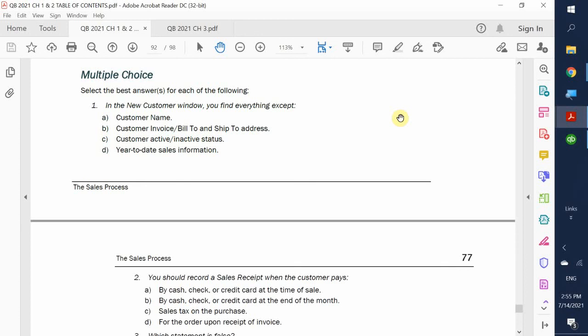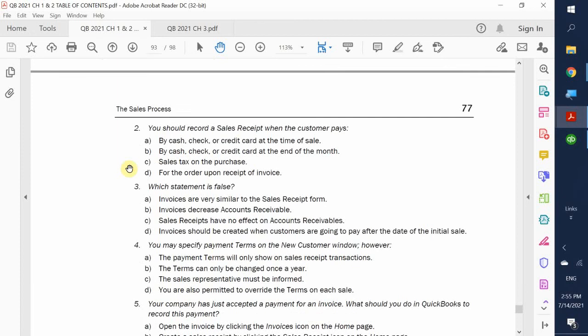Yes, right? We talked about what it is. In order for you to find the year to date sales information, you do have to run a report. It's not going to be visibly displayed. I'm sorry, I'm thinking about the customer center. This is the new customer window. When you enter in a new customer, you're not going to have the year to date information.